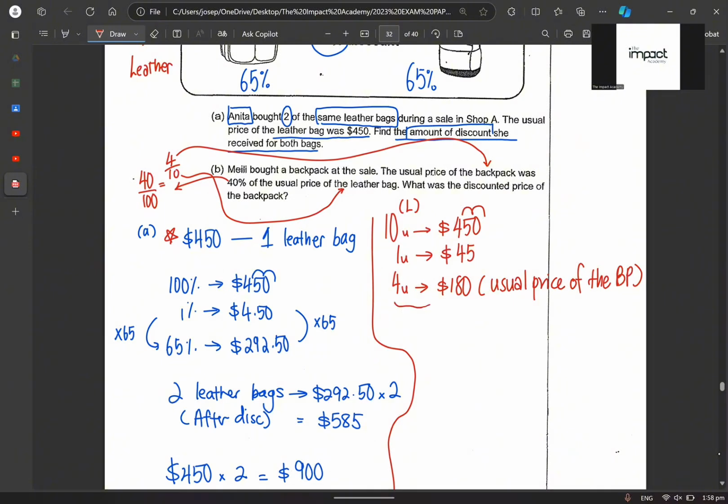And we know right now that the question wants us to find the discounted price. The discounted price means the price that you are paying after the discount. So in this situation, we will start with 100%, which equals $180. We will find our 1% first. So 180 divided by 100, we get an answer of $1.80. They want us to find the discounted price of the backpack.